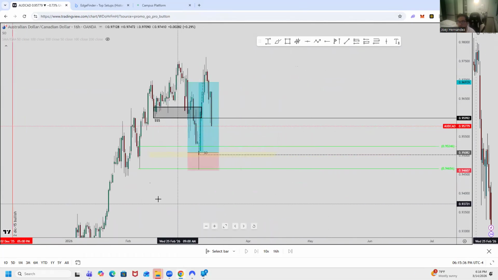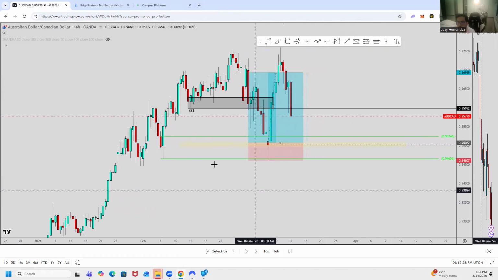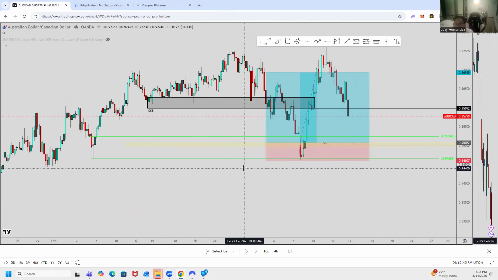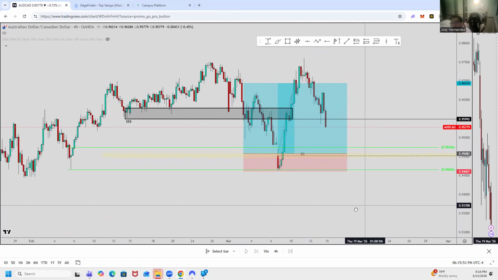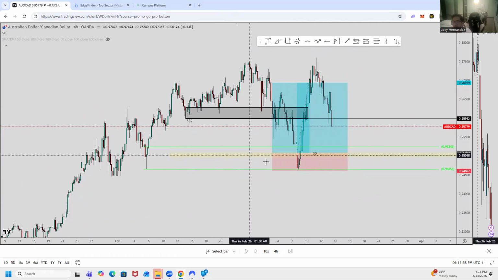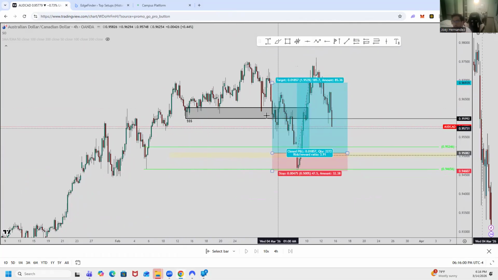I went to the 16 hour, which looked very good. This drop base rally is my demand zone on the higher time frames, on the 16 hour. Most of the time I draw my supply and demand on the 4 hour, but this time the 16 hour looked much better.